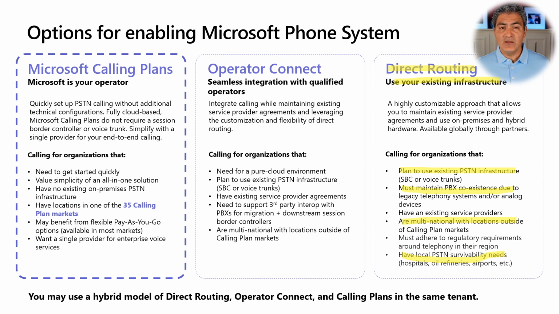Now, one other thing on the bottom here is that you may use a hybrid model of direct routing, Operator Connect, and calling plans in the same tenant. This is kind of a mix and match ideology, right? You don't have to feel like you're stuck with any one of these options, you can mix and match. You can put 5 users on this, 10 on that, 100 on that, and do whatever makes sense.